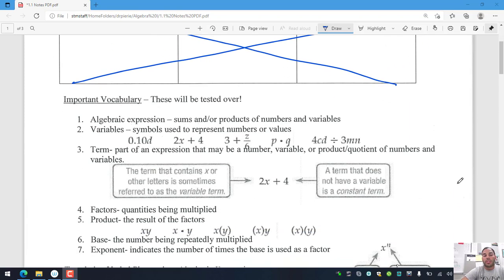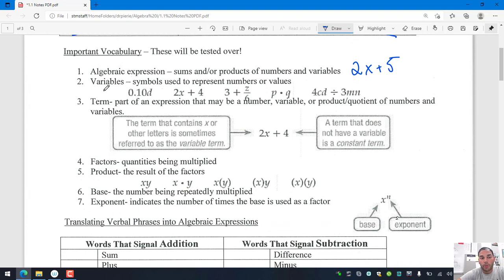So let's start with some important vocab. One of the most common expressions you're going to hear me say in this class is algebraic expression. And the definition of that is sums and/or products of numbers and variables. Okay, a lot of words there, but here's an example of an algebraic expression. Something like 2x plus 5. That is a very, very simple algebraic expression. We're going to be seeing that a ton in this course.